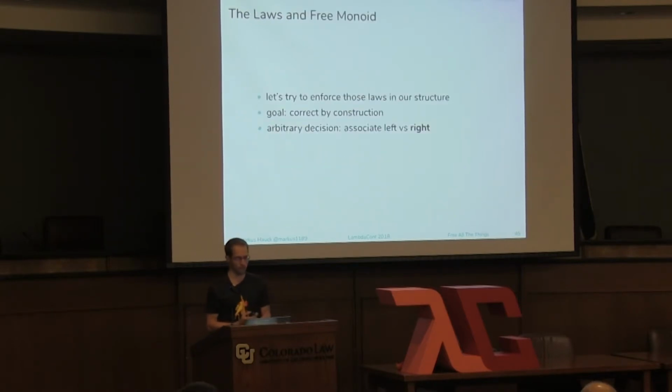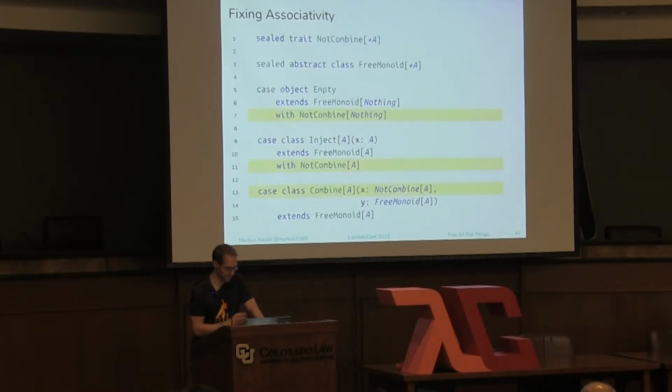OK, so let's try to instead enforce those laws in our structure directly. So instead of applying them when we call our instance functions, we want to bake them into our structure. And our goal is to have our structure being correct at all times. So even if users want to construct them on their own, they have to satisfy the laws. And we have to make one arbitrary decision here. We have to decide whether we want to associate to the left or to the right. And I decided for the right, and you will see why in a moment.